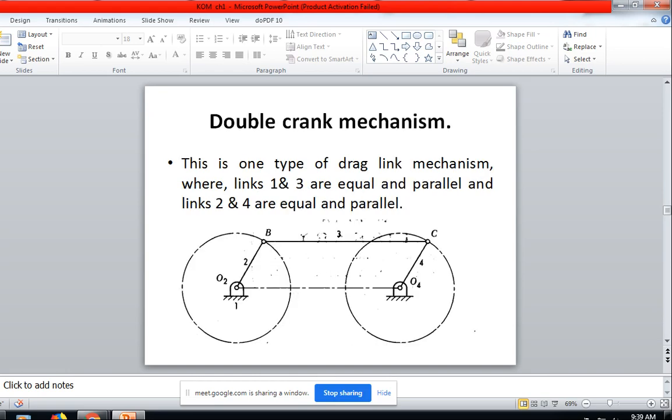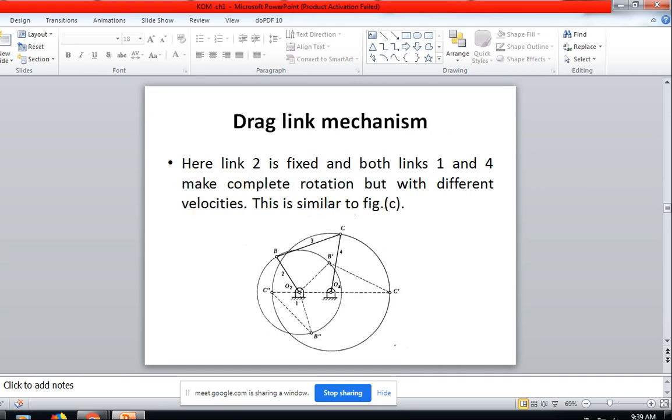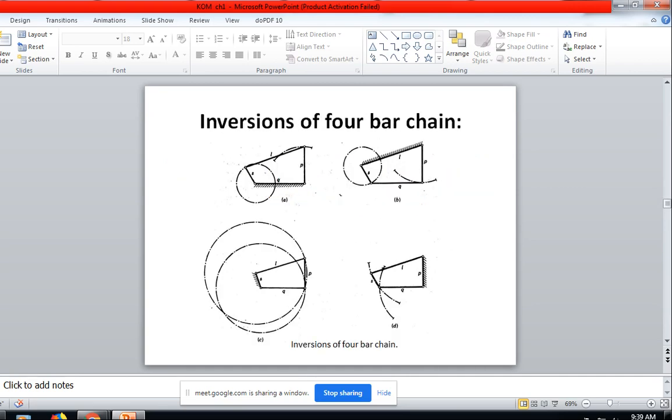And in double crank, what happens? The 1 and 3 or 2 and 4, they are equal and parallel. So both move with the same type of consideration, that is oscillation. You can see both will be having the rotation motion. And the last one, double rocker, will also be the same type of thing we have seen. So these are the inversions possible.